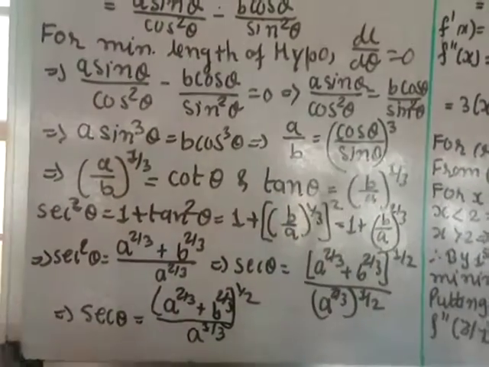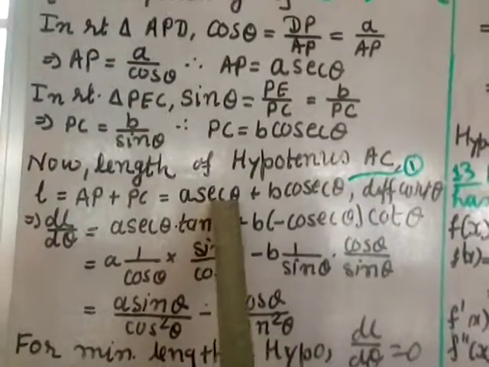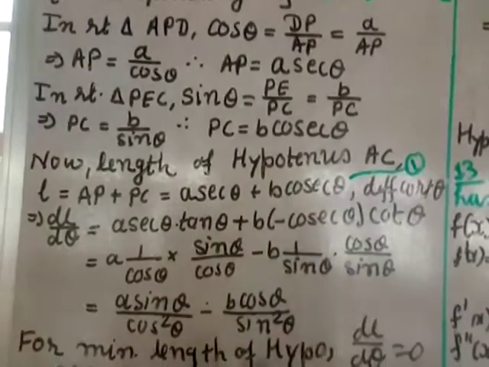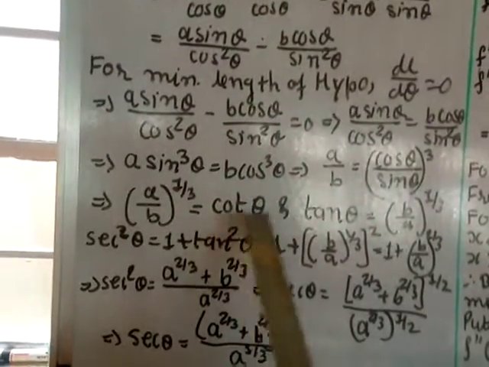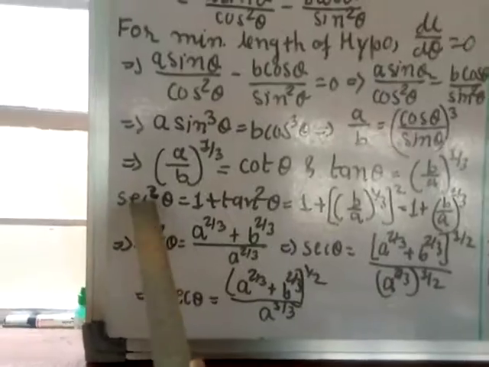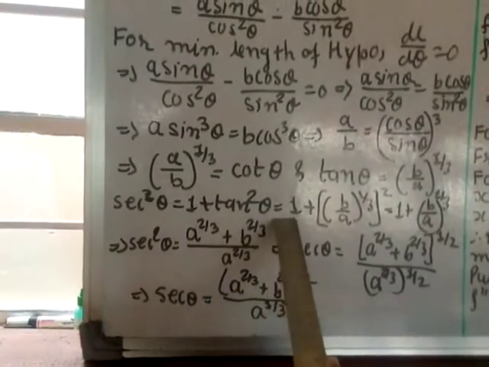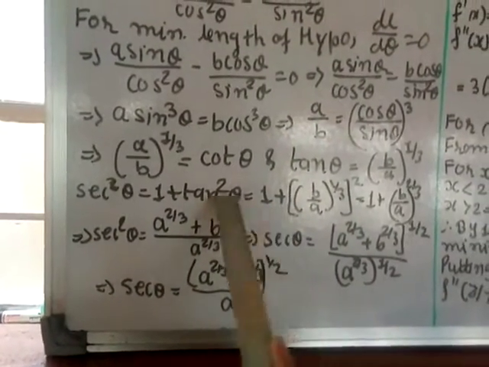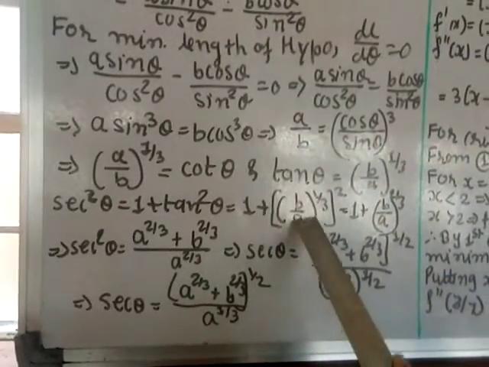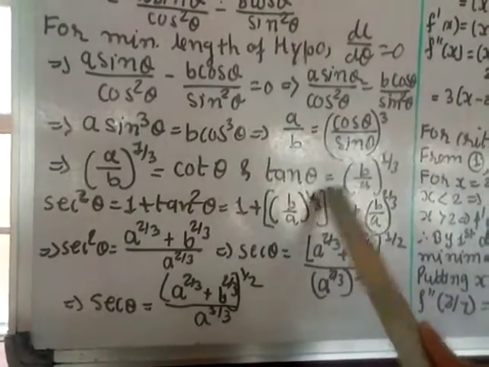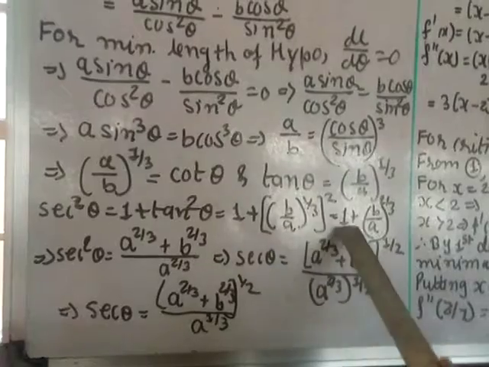Why have we written this? Because we have to find the value of this L, the length of the hypotenuse, and the length of the hypotenuse depends on sec and cosec. So I am going to transform using this cot, and then we will find the value of cosec and sec. We know from trigonometry sec square theta is equal to 1 plus tan square theta. Put the tan square theta value, so (b/a)^(1/3) whole power 2, so it becomes power 2/3. So here 1 plus (b/a)^(2/3).